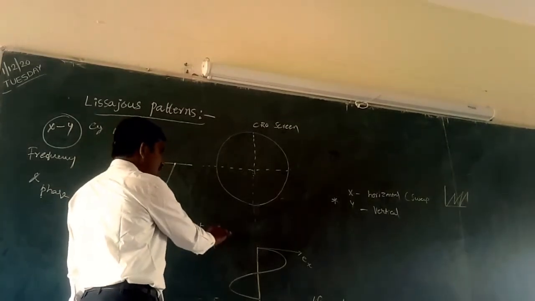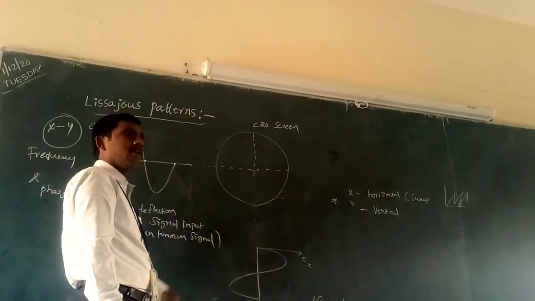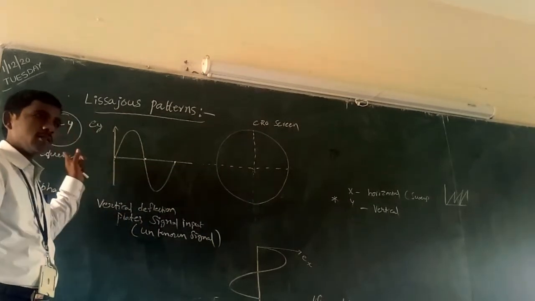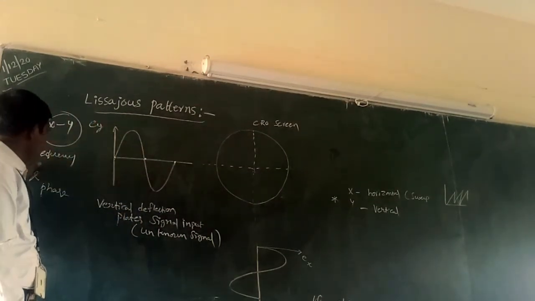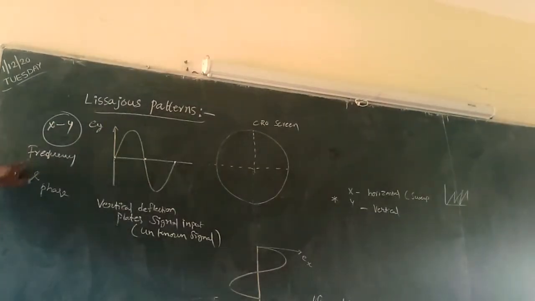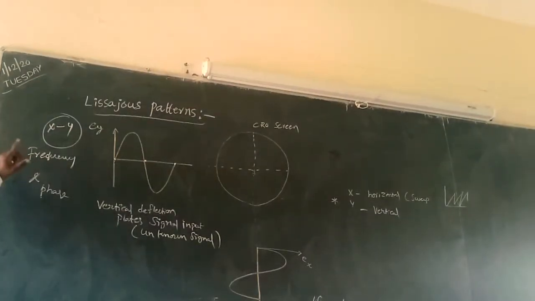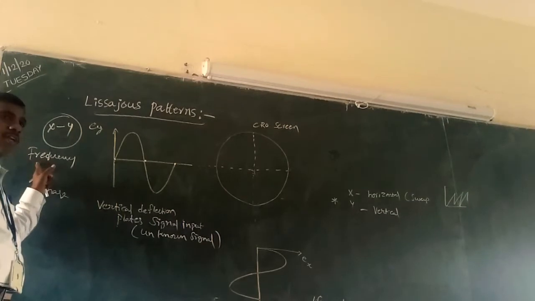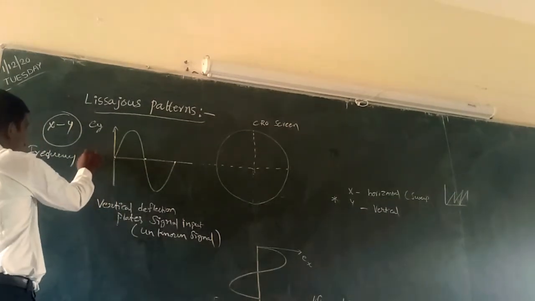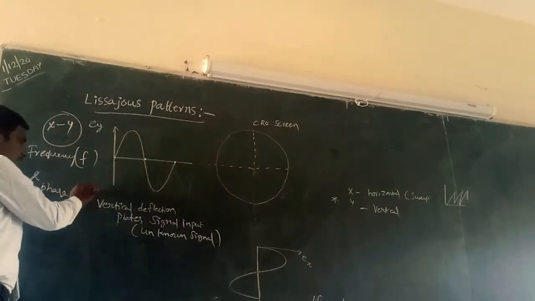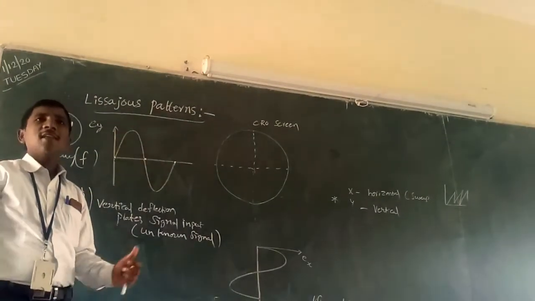The unknown signal is always applied to the vertical deflection plates, under normal mode and also under XY mode. XY mode is used to measure the Lissajous patterns. What are the applications of Lissajous patterns? We know that frequency and phase are the applications. Two applications only: measurement of frequency and measurement of phase angle phi.